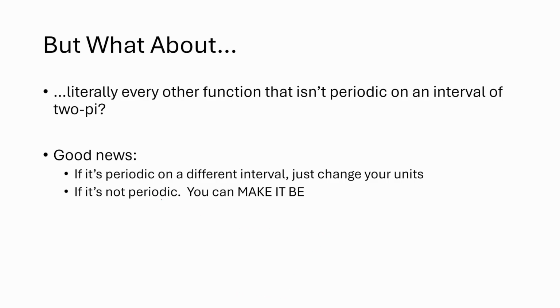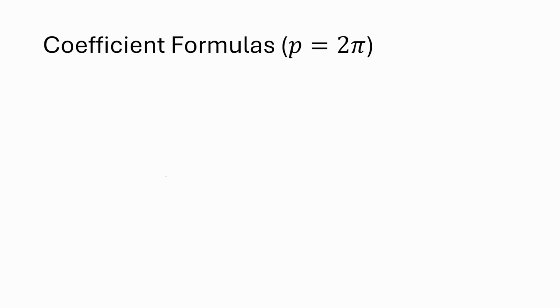So if your function is periodic and it is periodic on some other interval, then you can just fix that with a change of units. That's very, very easy to do. If your function is not periodic, then what you need to do is to create a periodic version of that function. I will show you how to do that.